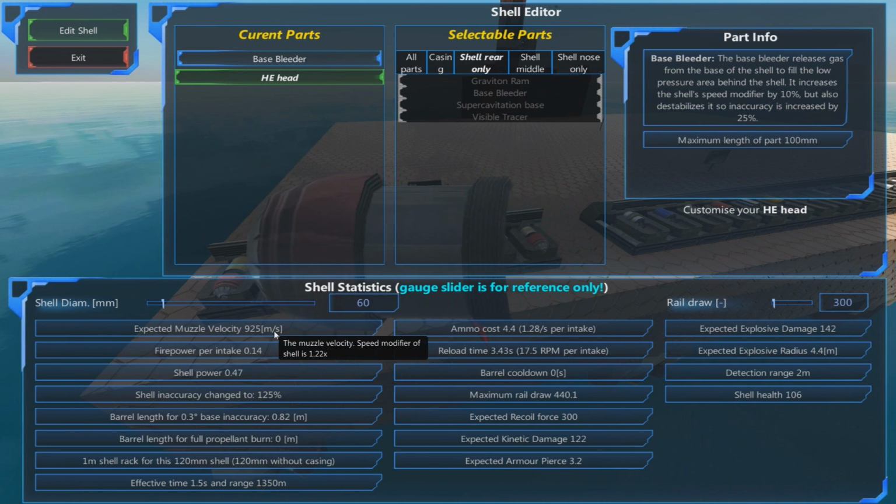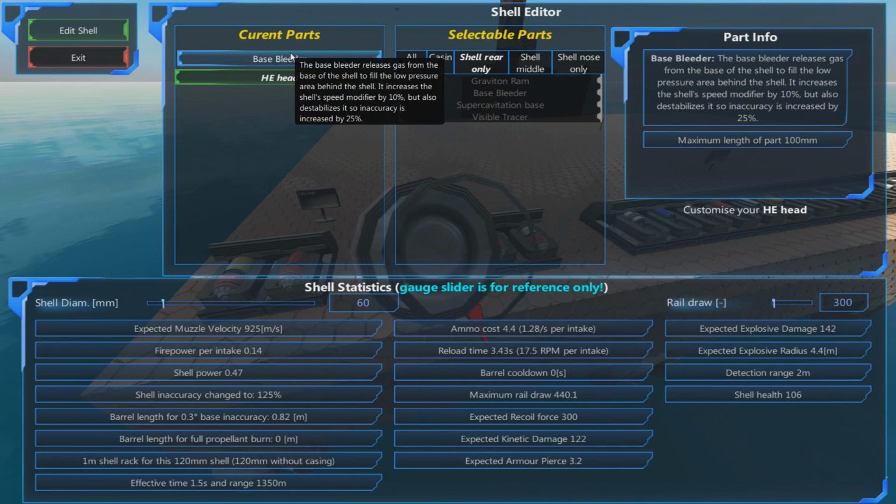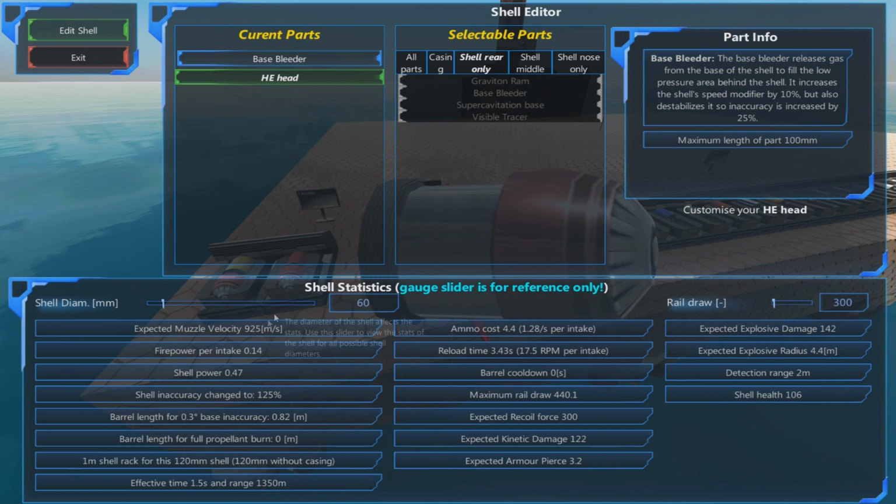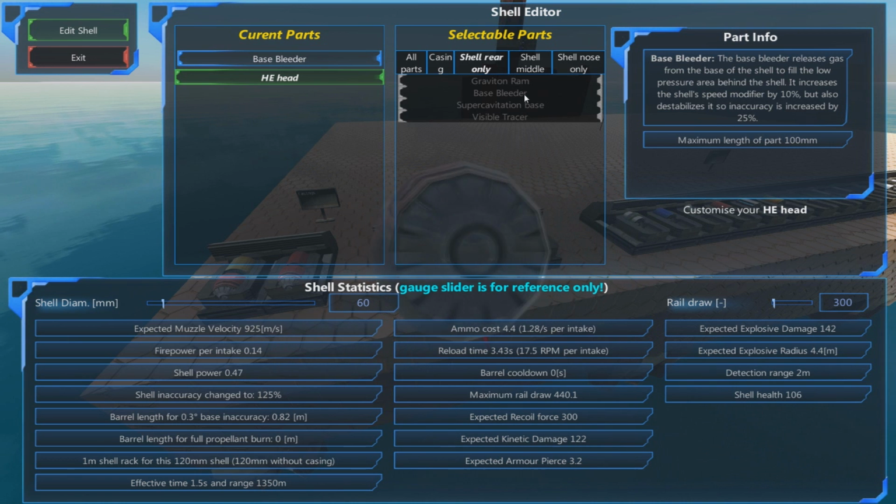So again, with railguns, if you're only going to stick one gunpowder casing on it, you might as well make it a base bleeder. It's very slightly faster. So, base bleeders are awesome. I use them pretty much all the time.